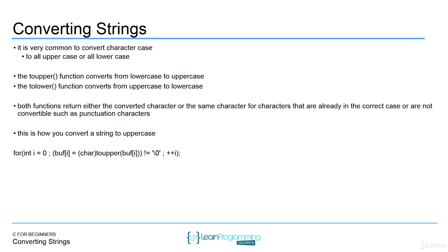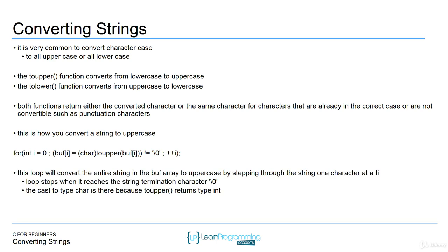So here we're going through each element in our buffer character array and we're passing it to the toUpper function. That's going to return a character that's in uppercase and we're going to assign it to our buff sub i. We're going to do that until we hit the null character. So this is a for statement that just has one line. This converts the entire string in a buffer array to uppercase by stepping through the string one character at a time. The loop stops when it reaches the string termination character, the \0.